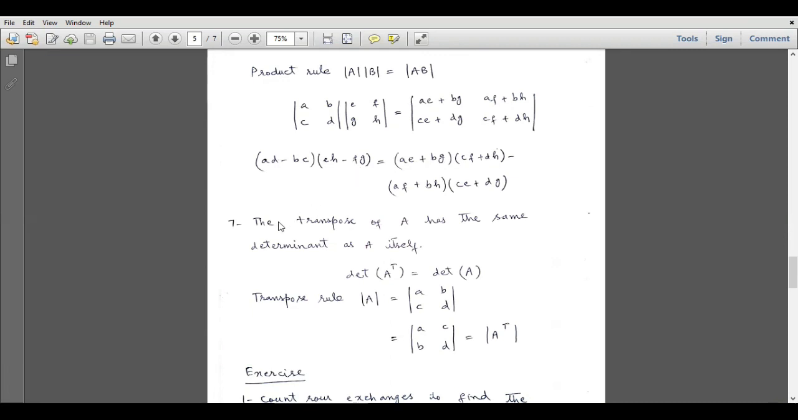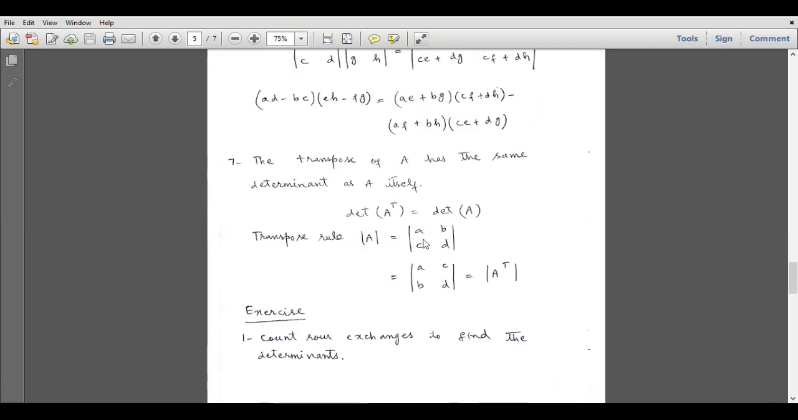Another property is that the transpose of a matrix A has the same determinant as A itself. So the determinant of A transpose is equal to the determinant of A. And this is the transpose rule.